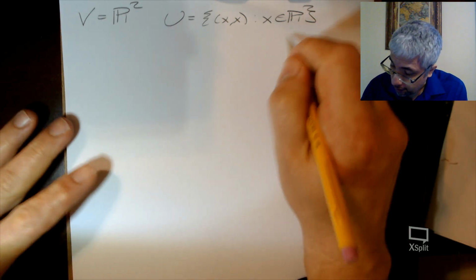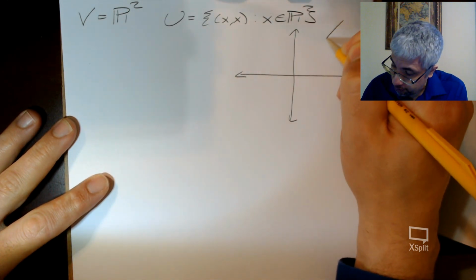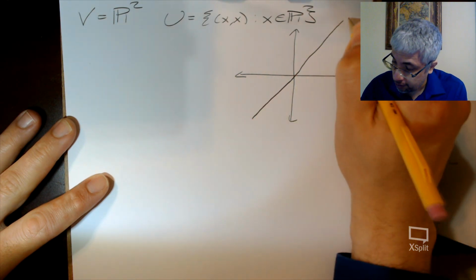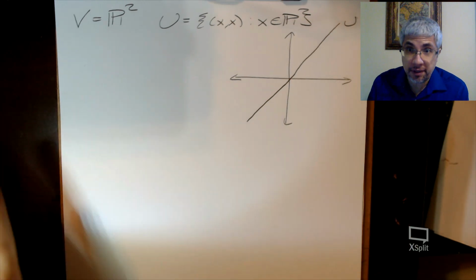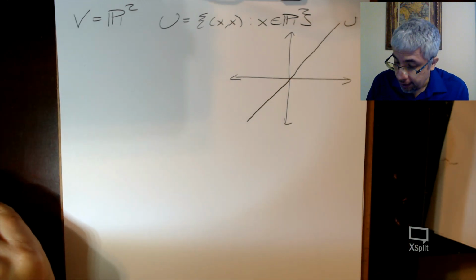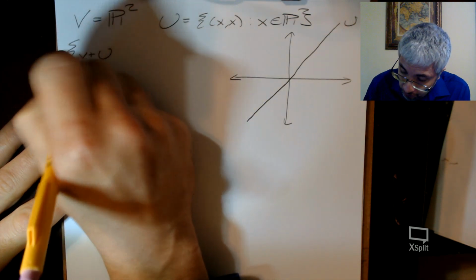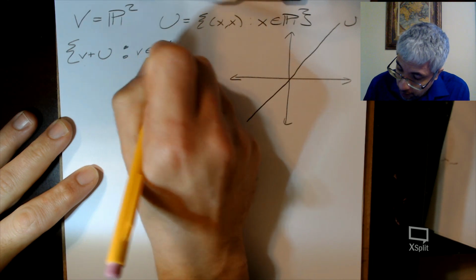Okay, so this is a picture of V. This is a picture of U. Not perfectly drawn, but okay. So what I want to do is the same type of thing that I do for groups. I'd like to take elements of the form v + U, the set of all v + U, where v is in V.